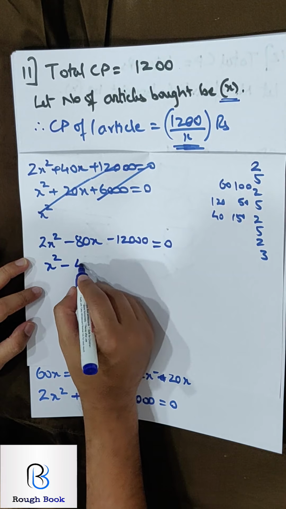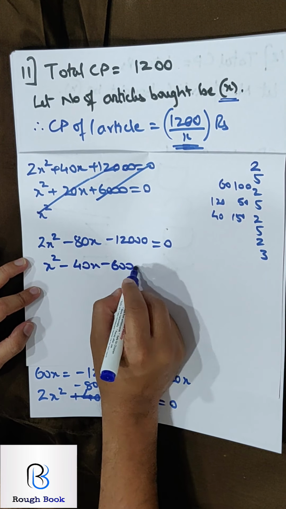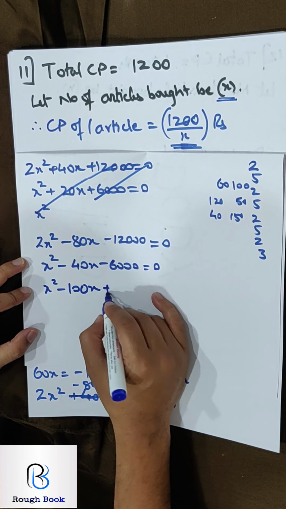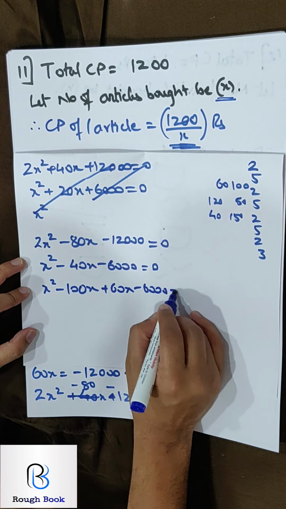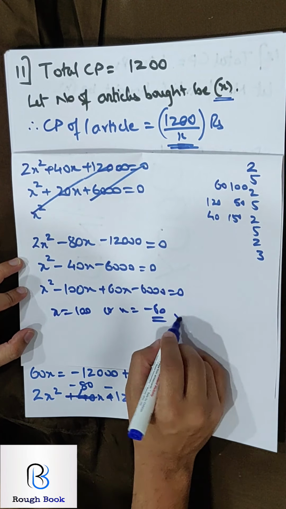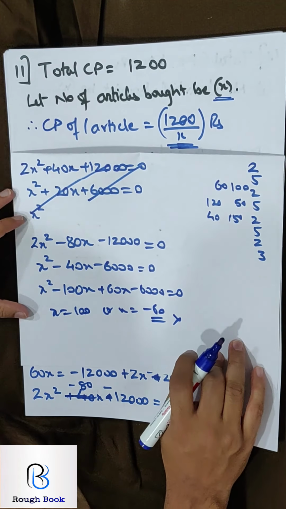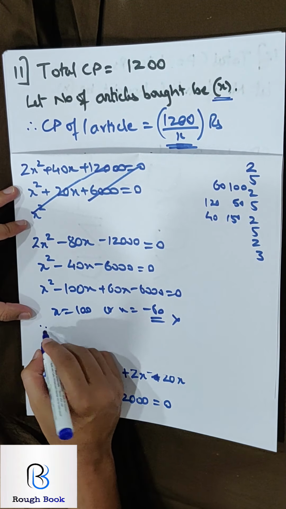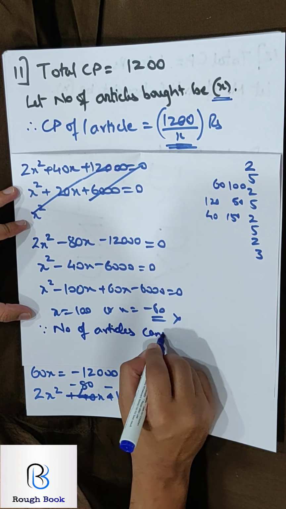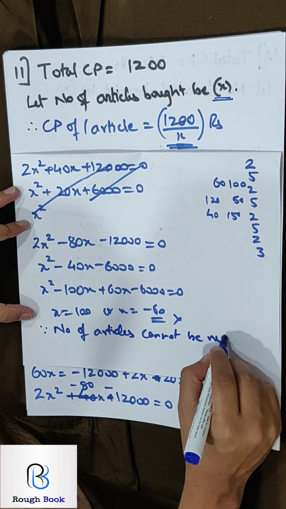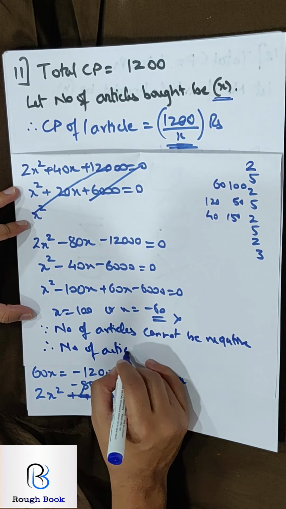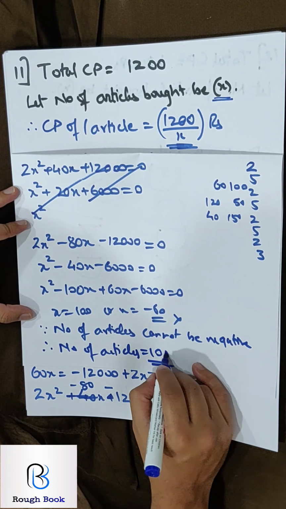So dividing by 2, and now splitting the middle term should be 100 by 60. So x becomes 100 or x becomes negative 60. Negative not possible. So write the statement, since the number of articles cannot be negative, therefore number of articles equals 100. Got it?